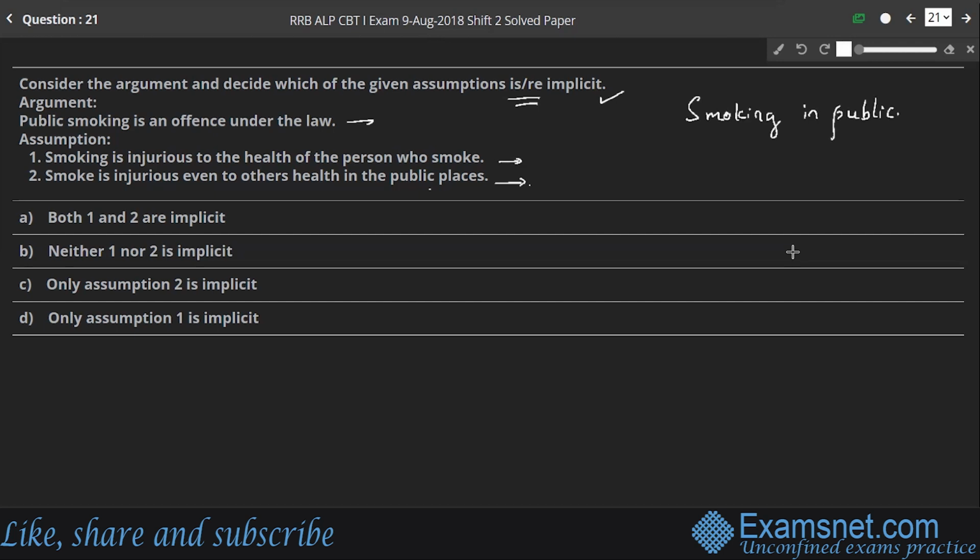Assumption 1 says smoking is injurious to the health of the person who smokes. It is not talking about the health of the person, since smoking in public is concerned. Therefore, assumption 1 is not implicit. If one person smokes in public, then his smoking affects other persons' health too. Therefore, smoke is injurious even to others' health in public places, so the second assumption is implicit. Therefore, only assumption 2 is implicit. Option C is the right answer.